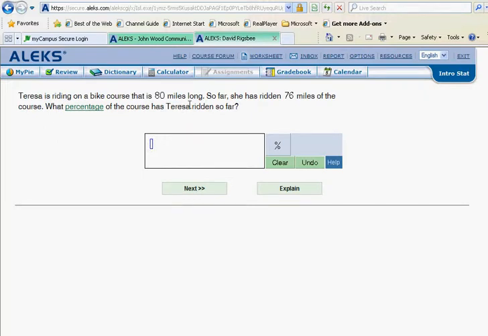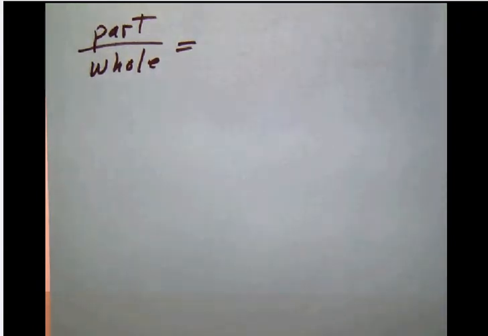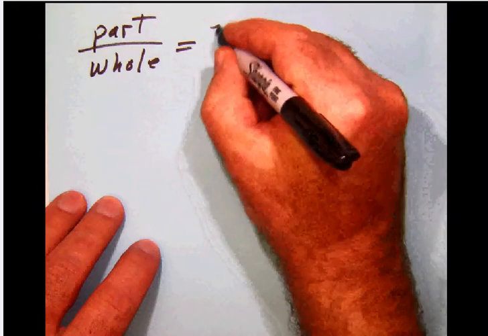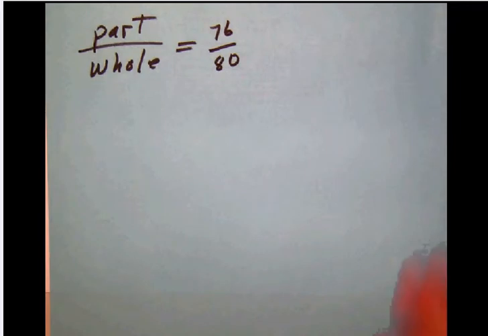Well, obviously here, what we're doing is we are looking at a ratio. What we're basically doing here then is to compare a part to the whole thing. She's ridden part of that, and we want to make that comparison to all of that. So notice that the part that she has ridden is 76 and the whole thing is 80. So we can write this ratio as 76/80ths. Or we can consider that to be a fraction.